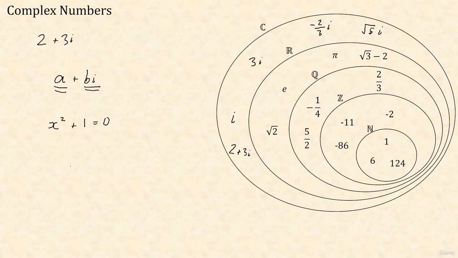So there's the introduction to complex numbers. The key point is that i squared is minus 1. Everything else follows from that.